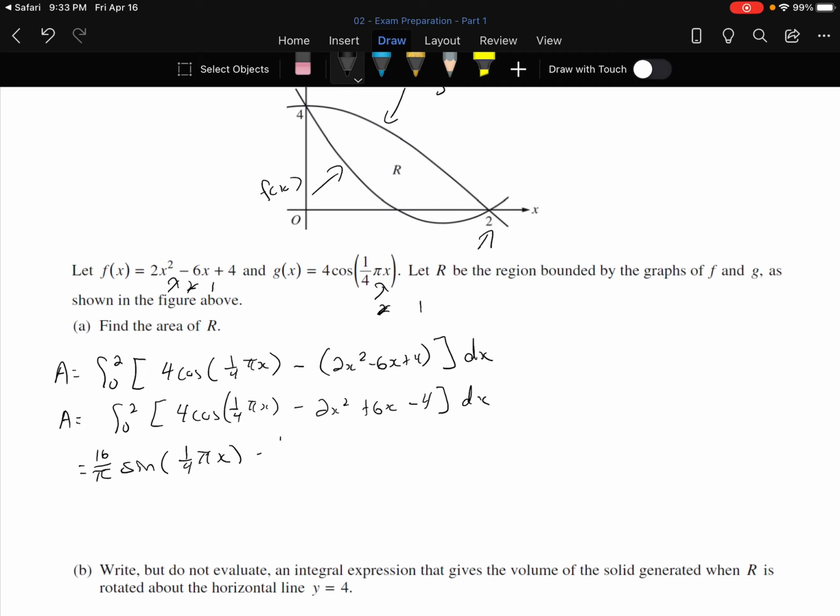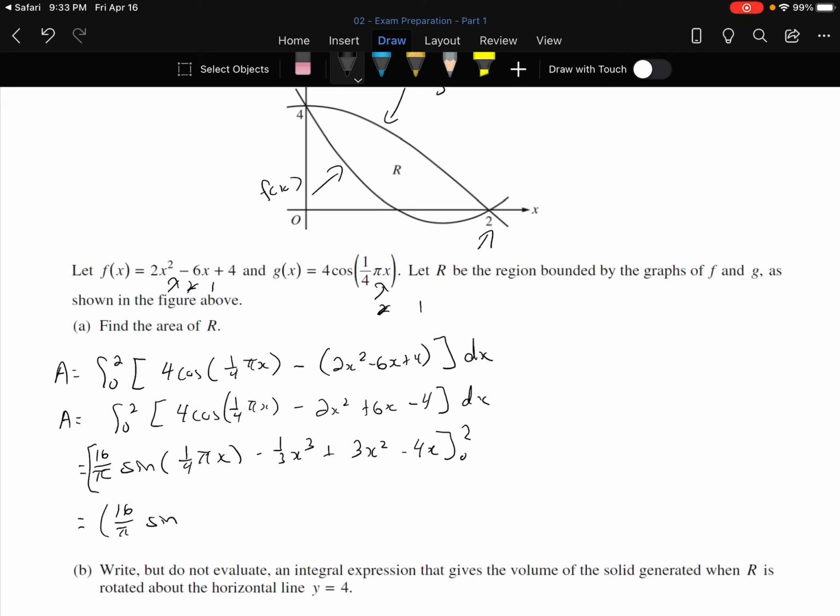And then what's this? Minus 1/3 x cubed plus 3x squared minus, well, I don't like that, minus 4x. This needs a nice square bracket. Evaluated between 0 and 2. And it looks a little scary because you got to sub in 2 and 0. But again, because it's not a calculator question, they've probably set it up in a way that things work out nice. So my first bracket is 16 over pi.